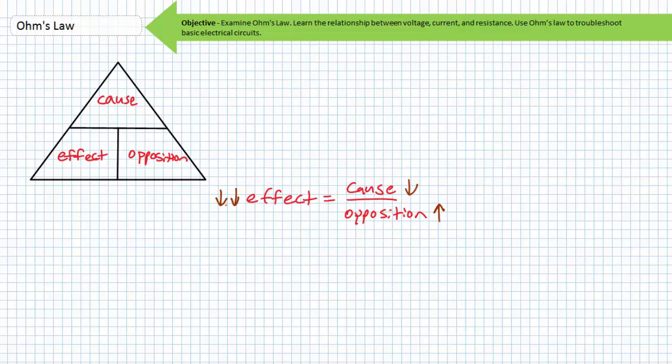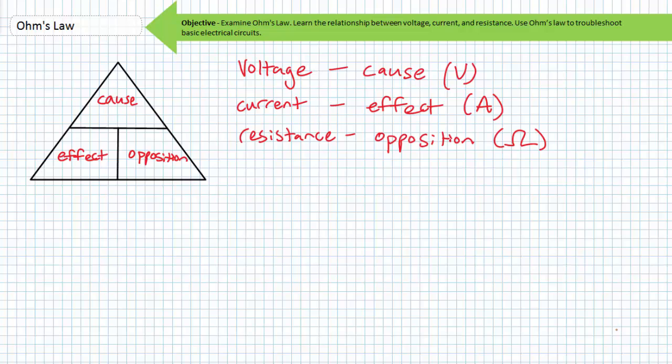It makes sense. Think in these terms: cause, effect, opposition. No numbers, just think about it. This relationship makes perfect sense. Now take it one step further. Add electrical terminology to our cause, effect, and opposition relationship.